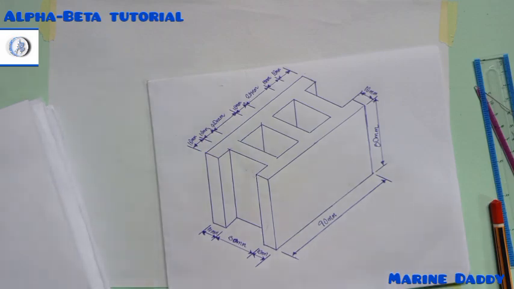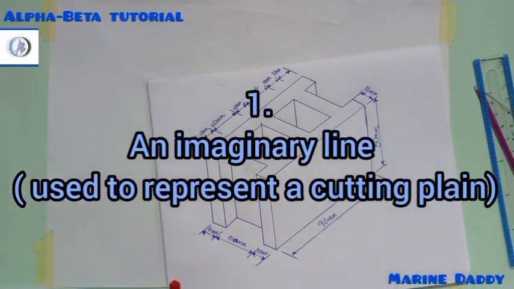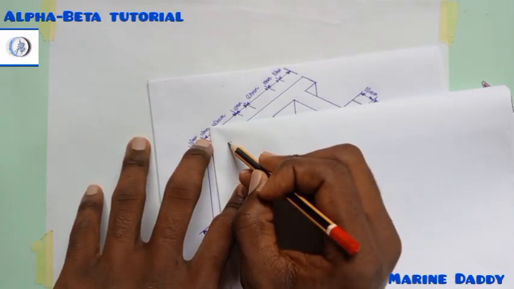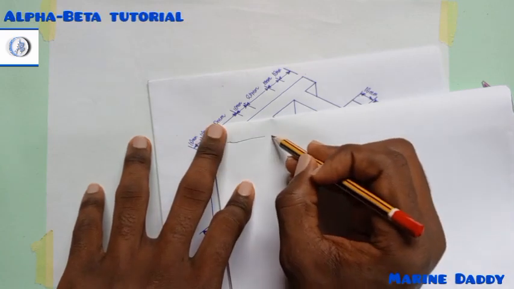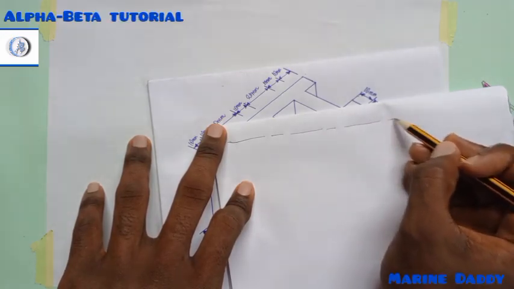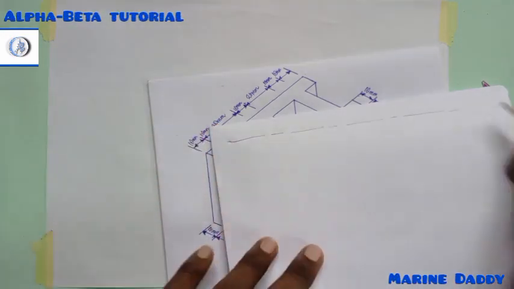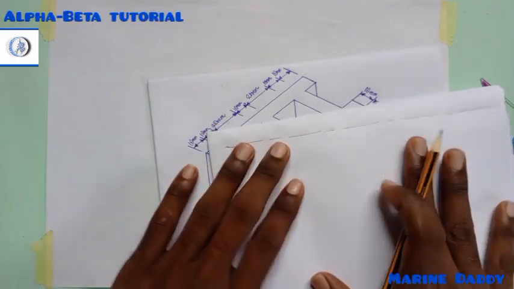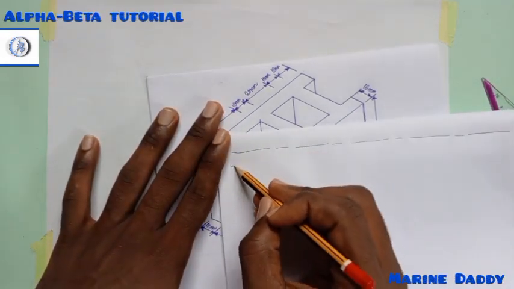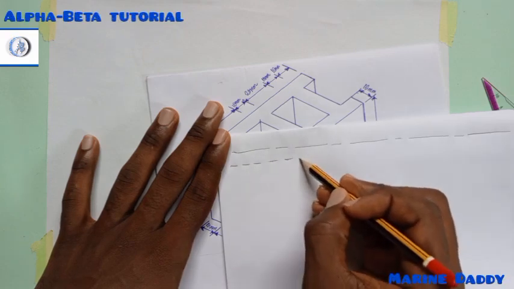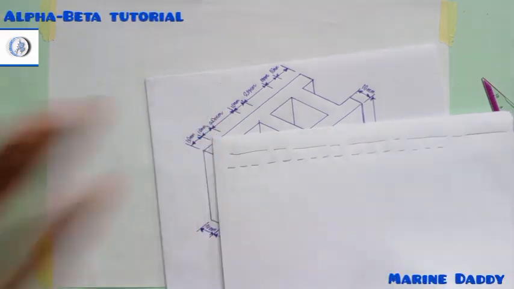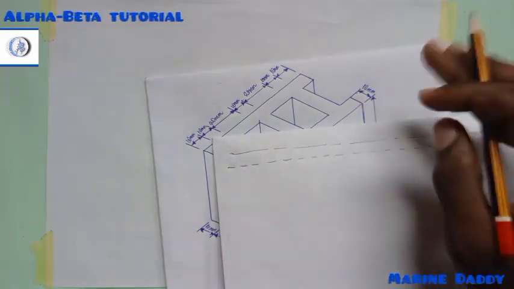The first one is what we call an imaginary line. An imaginary line looks like this: one long dash, then a little dash, a longer one, a little one, and so on and so forth. Now, some of you might think this is a broken line. A broken line looks like this: just dashes of equal length, you understand.